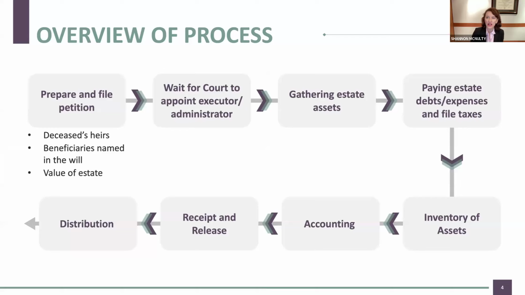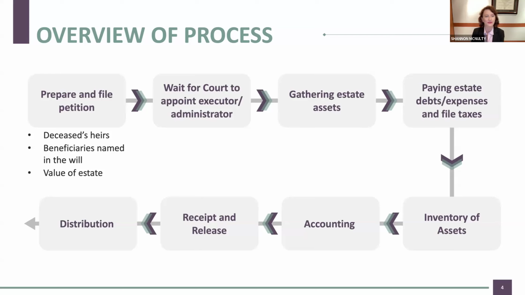Okay, so say the executor has the will, and like you said, it has to be an original will. It cannot be a copy of a will. What do they do then? They bring it to us. What is the next step?